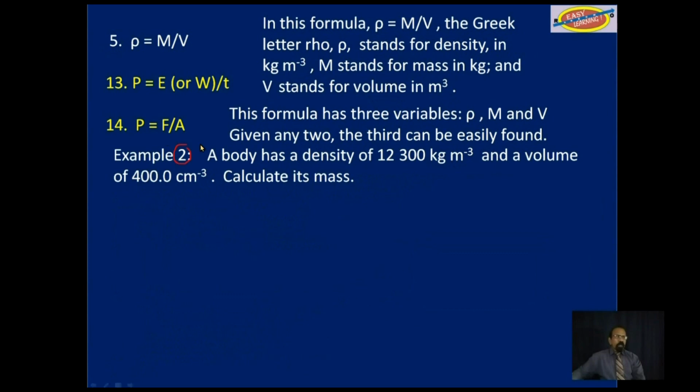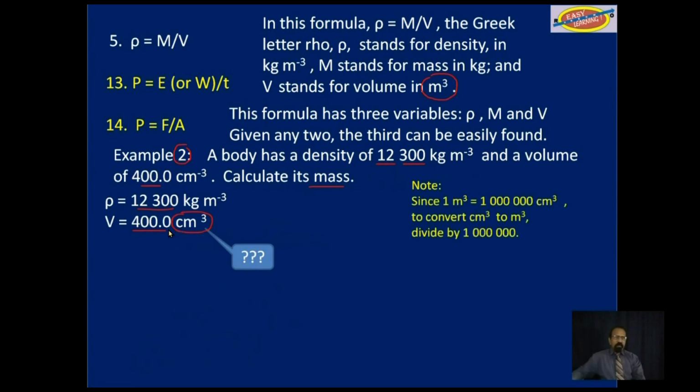Example 2. A body has a density of 12,300 kilograms per cubic meter and a volume of 400.0 cubic centimeters. Calculate its mass. So we write down what we are given. We know the density. We know the volume. This is in cubic centimeters. Our formula has V in cubic meters. So we need to convert cubic centimeters to cubic meters.